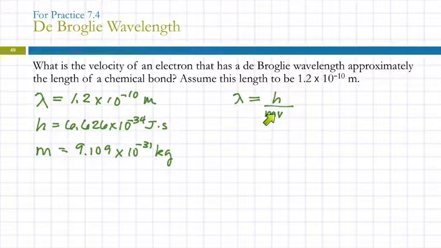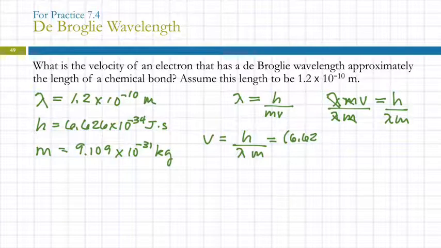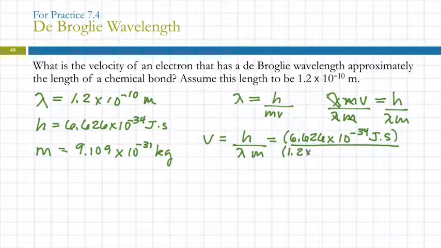So here we've got this equation. We need to solve for v. One way to do that is we could cross multiply, get rid of the fraction, and then we're going to divide by lambda m on both sides. Those cancel out. We end up with the velocity is equal to Planck's constant divided by the wavelength times the mass. So let's fill in our numbers, including the units. h is 6.626 times 10 to the minus 34 joule seconds. Lambda is 1.2 times 10 to the minus 10 meters, and the mass is 9.109 times 10 to the minus 31 kilograms.